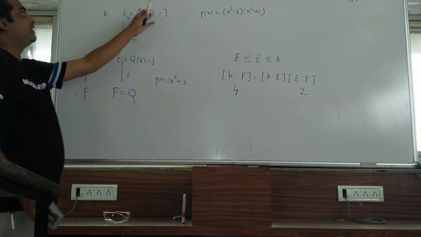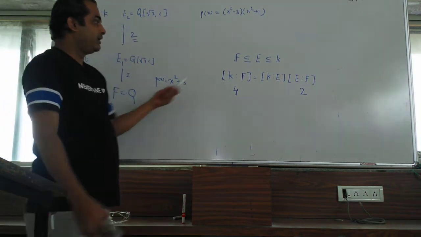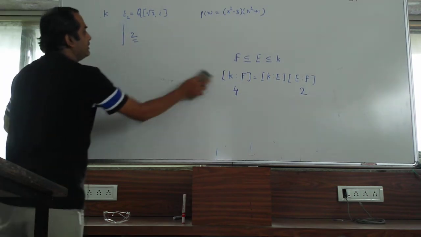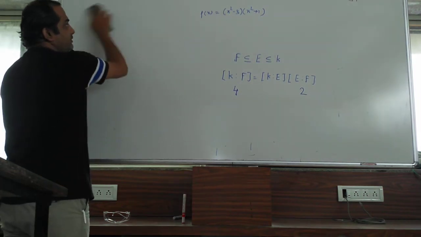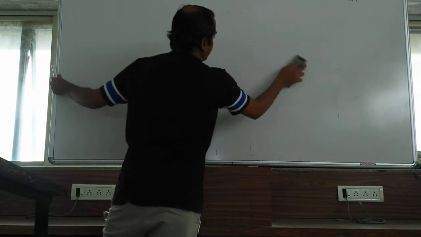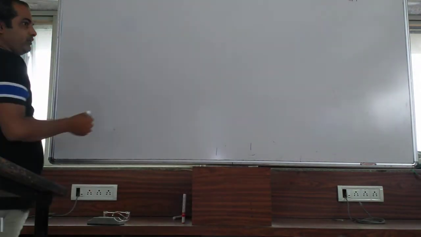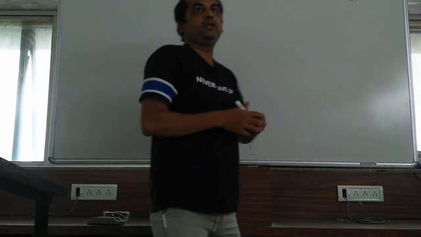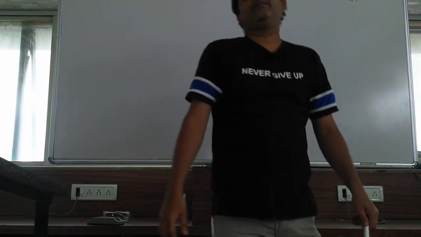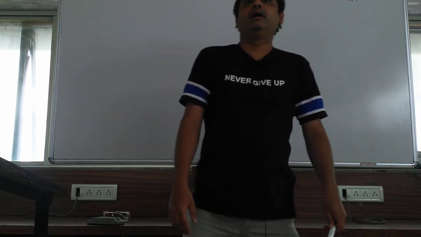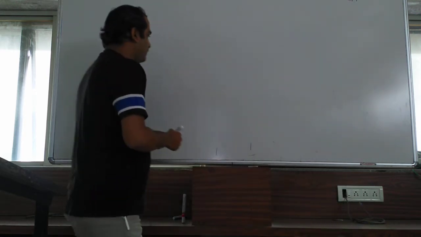You can have any elements. Use this property and find the in-between degree of extension. That is what one can have. Then in the previous lecture we have seen that if you attach √p, then Q(√p) has a degree of extension 2, because what is the irreducible polynomial? That is x² - p. That is what we have.